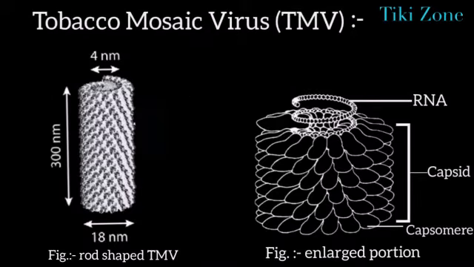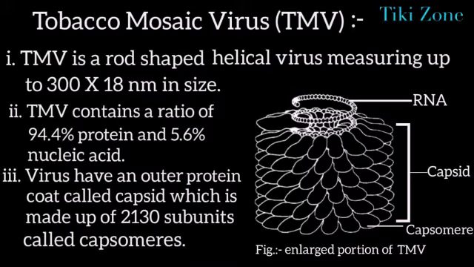The next virus is tobacco mosaic virus. The structure of tobacco mosaic virus is generally rod shaped and it is a helical virus. It measures up to 300 by 18 nanometer in size. Tobacco mosaic virus contains a ratio of 94.4% protein and 5.6% nucleic acid.